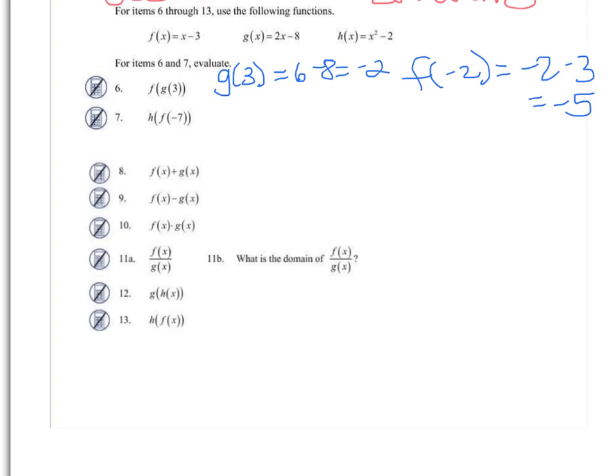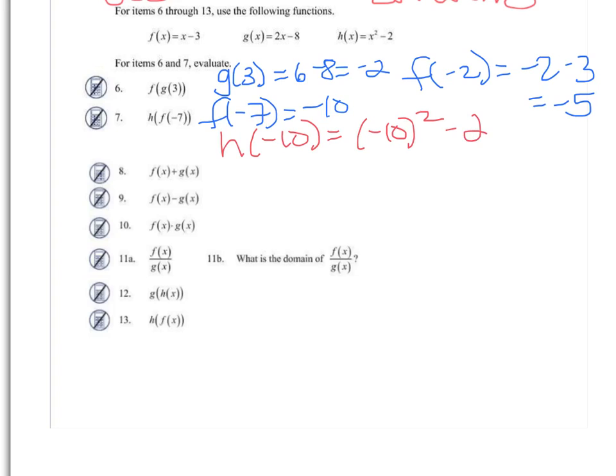For 7, f of -7 is -10 when you plug in x here. And then plugging that into h, so h of -10 is -10 squared minus 2. That's 100 minus 2, so we get 98.